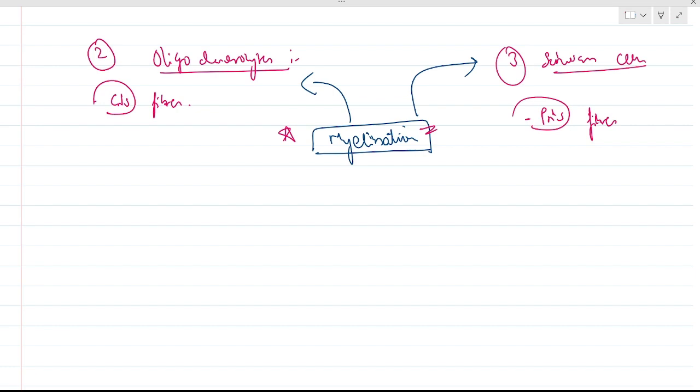Now, oligodendrocytes in the CNS are capable of multiple myelination. That is one of the features of oligodendrocytes in the CNS. Schwann cells in the PNS are capable of single myelination.